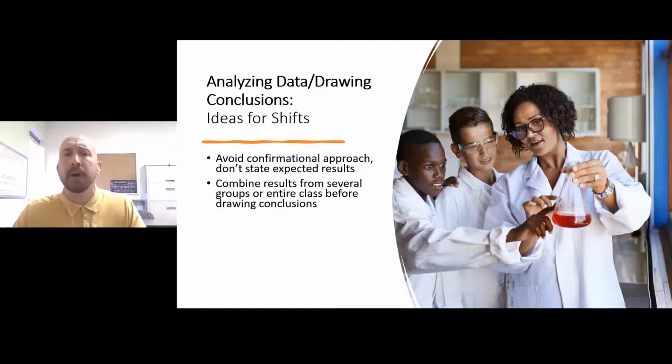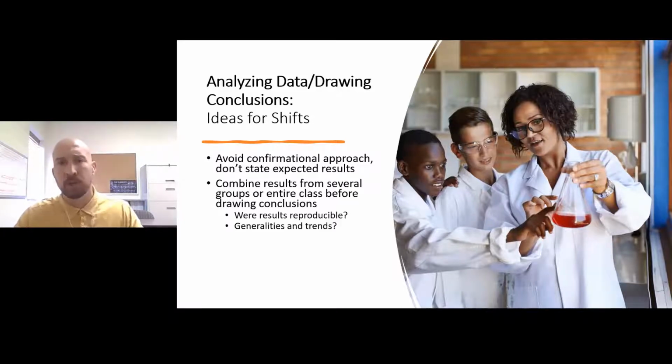Another subtle shift: combine results from several groups or have the entire class pool their results before drawing conclusions. So the conclusions they're expected to draw and the data that they're expected to analyze could be for the whole class, not just from their own measurements or their own observations. Some benefits of taking this approach is that students can consider better, were the results reproducible? Obtaining results once is not good science. Results have to be reproducible. And if a class pools all of the results, they can better address this issue for data analysis. Were the results reproducible? And do the results show generalities and trends?